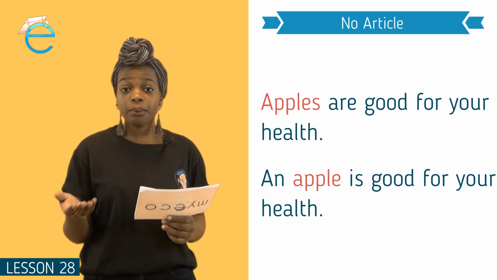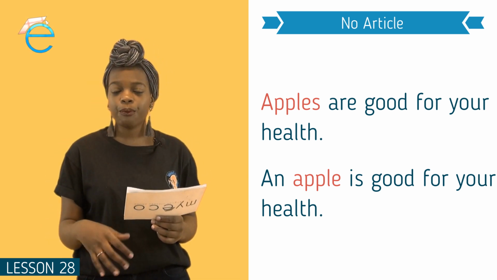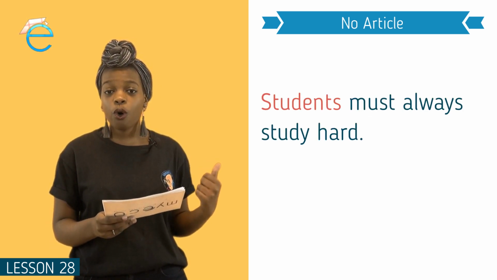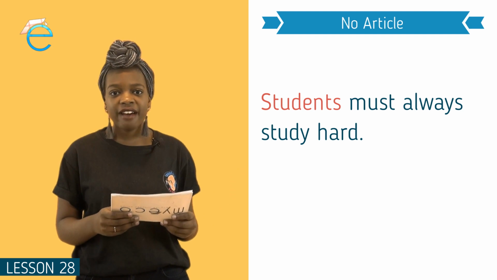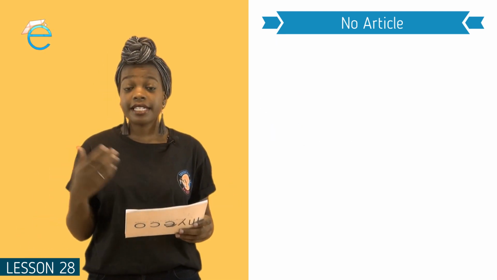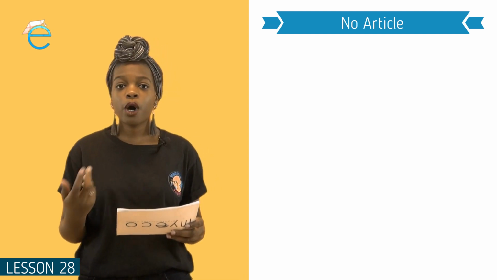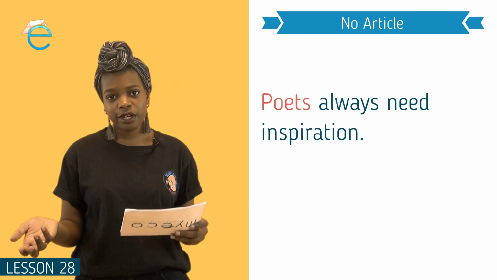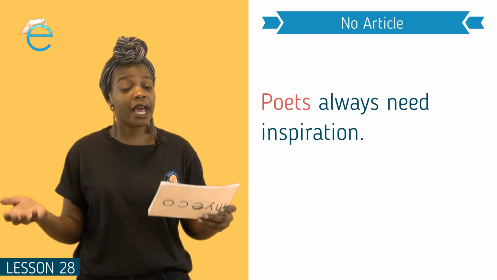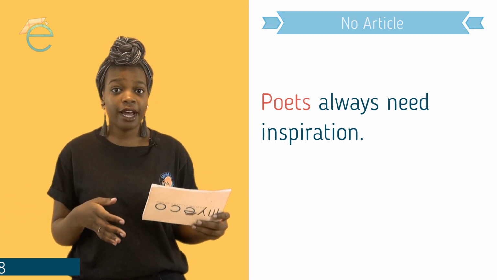When it comes to using plural nouns, we can also use them without using an article. For example, students must always study hard. We don't have to say the students here. We can just say students. The same goes for our last example. Poets always need inspiration. Poets is a general group and not a specific one, so we don't have to use an article beforehand.